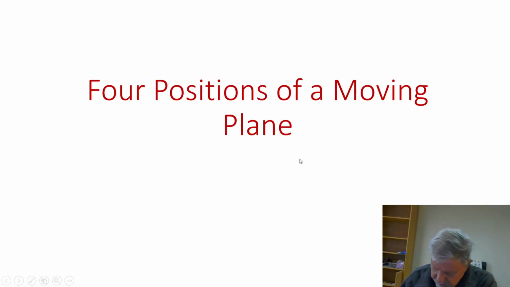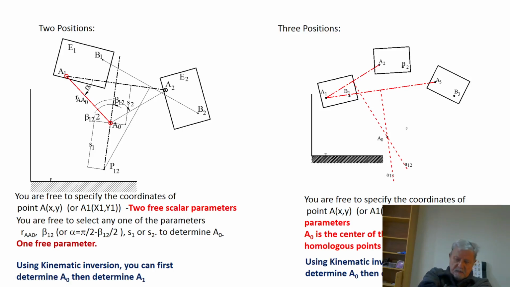in order to explain this, let us look at what we have seen till now. For two positions of a moving plane, you were able to select any point A on the moving plane and determine its coordinates either relative to the fixed frame or relative to the moving frame, A1 or A, and then determine the homologous points, A1, A2, draw the perpendicular bisector, select A0 anywhere on that perpendicular bisector.